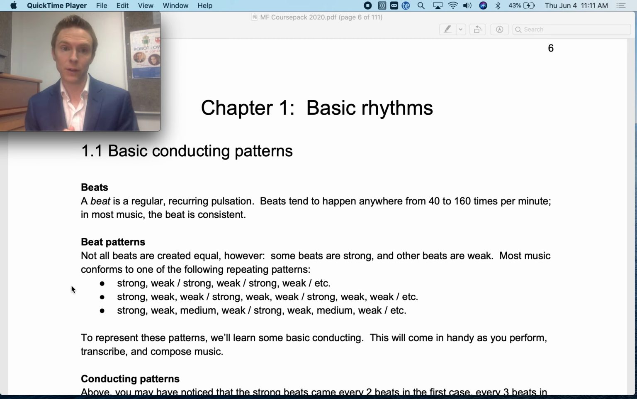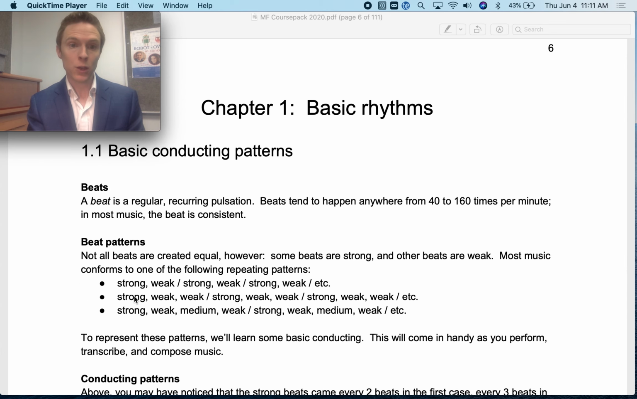So in music, it might sound like this. Or strong, weak, and if you were to count numbers with that, you would do 1, 2, 1, 2, where the 1 is the strong and the 2 is the weak. So that's one possible beat pattern.